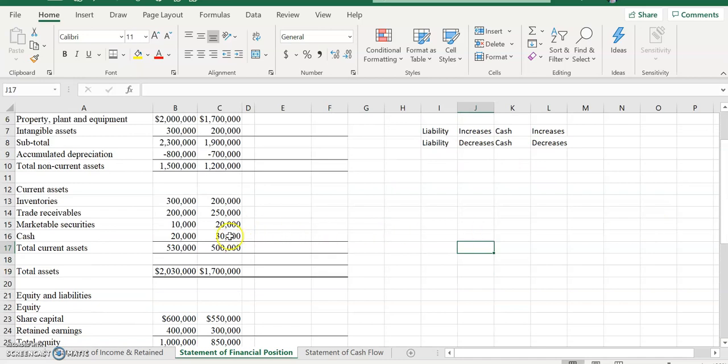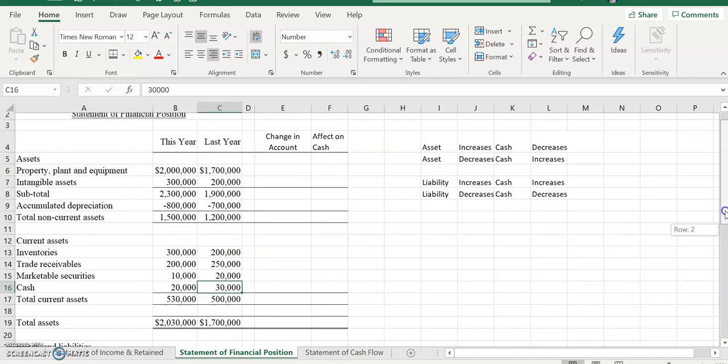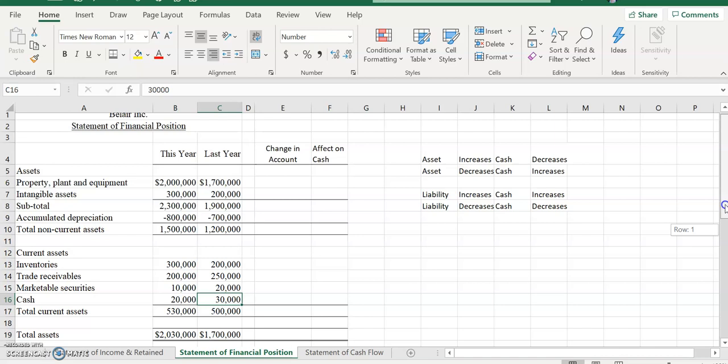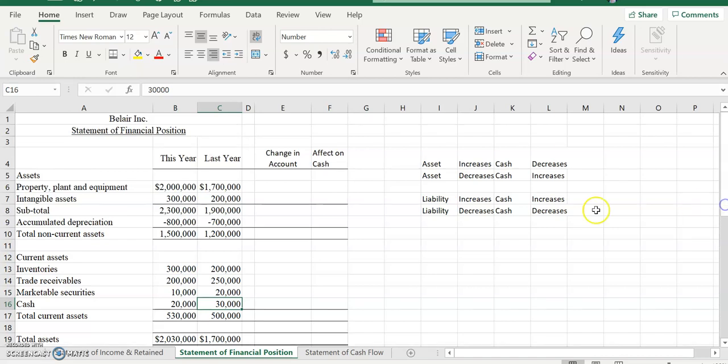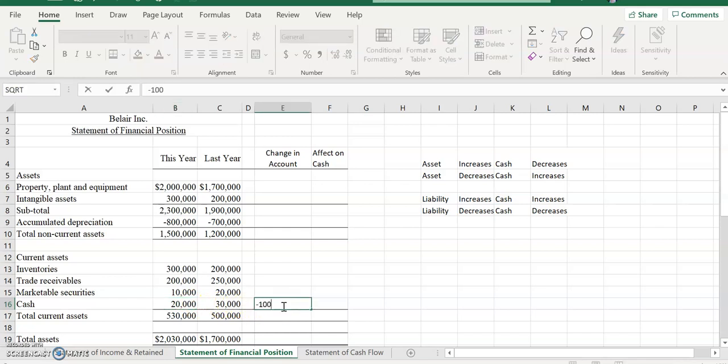So cash at the end of last year or the beginning of this year, we had 30,000. Now, at the end of this year, we only have 20. So we're down $10,000, okay? So basically what we're trying to figure out is where did that $10,000 go? We didn't just take 10,000 out of our bank account and give it to somebody.